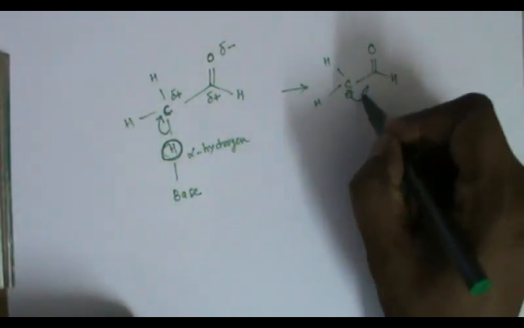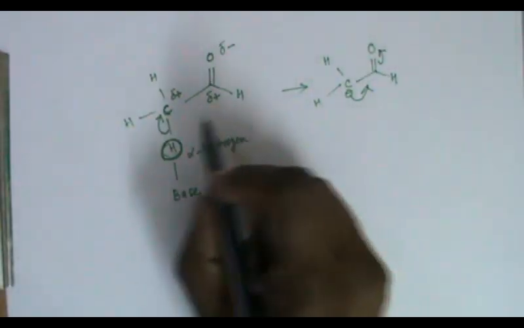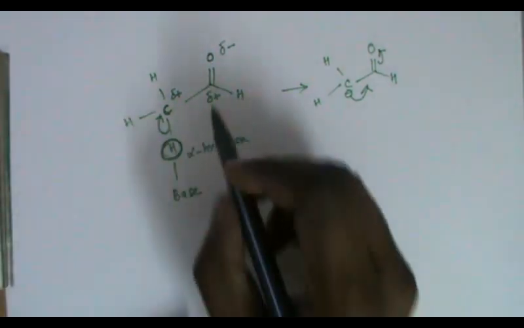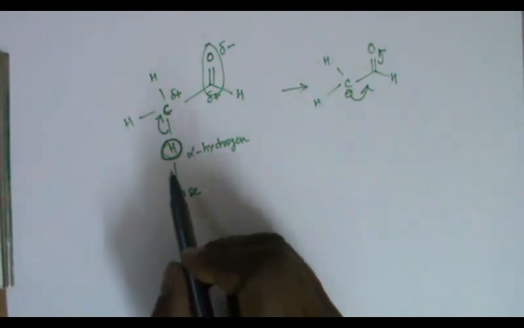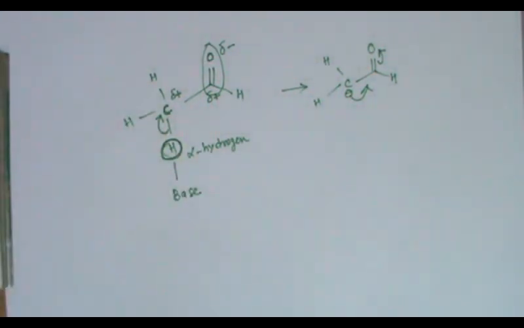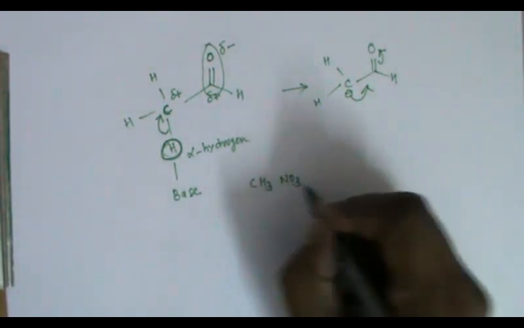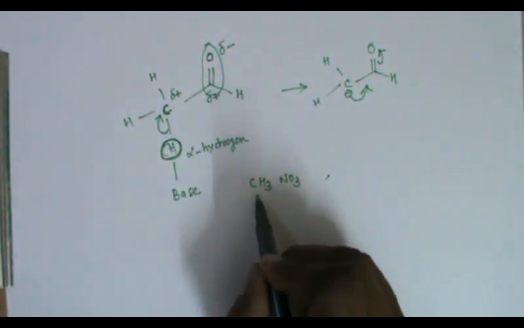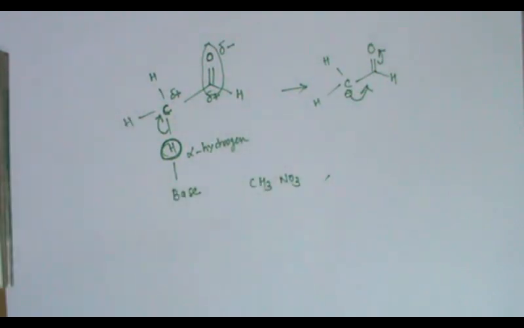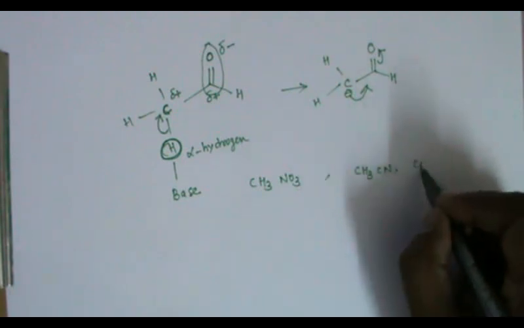Further, this electron may be involved in resonance, that is different, but here I focus only on electronegativity: how the electronegativity of this C-O increases the acidity of the alpha hydrogen. So you can compare other groups also. You can go for this. Because of the more electronegativity of nitrogen, this alpha hydrogen becomes more acidic. Similarly, CH3CN, ester.